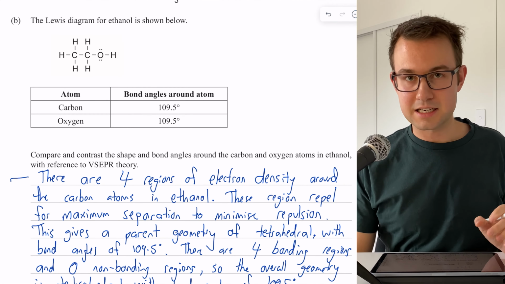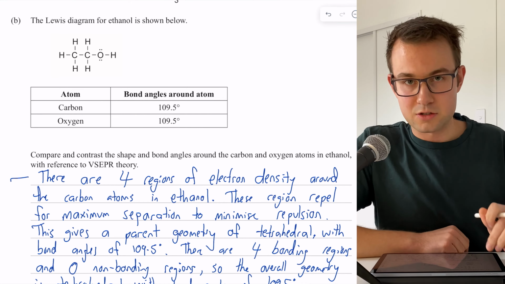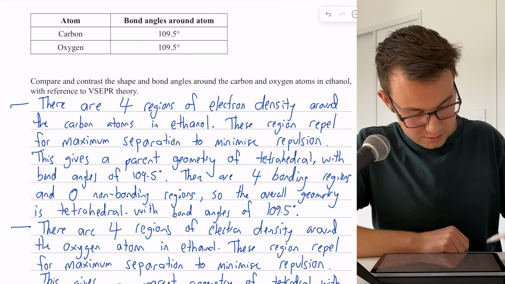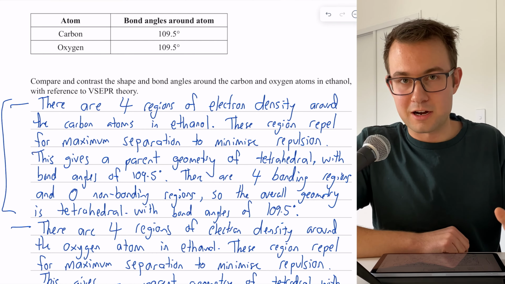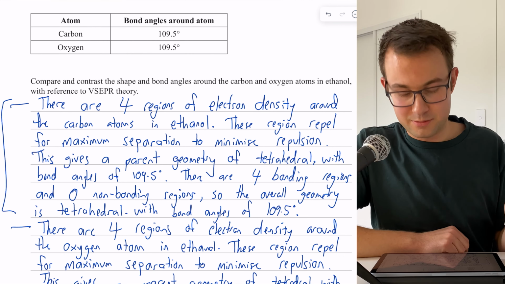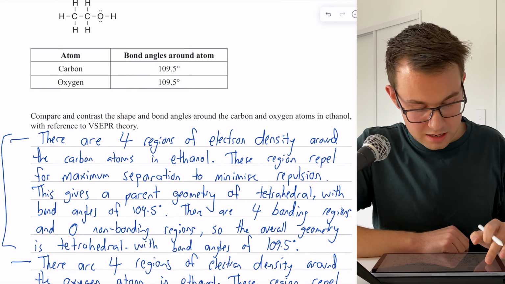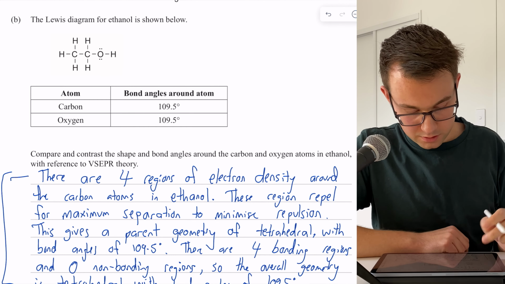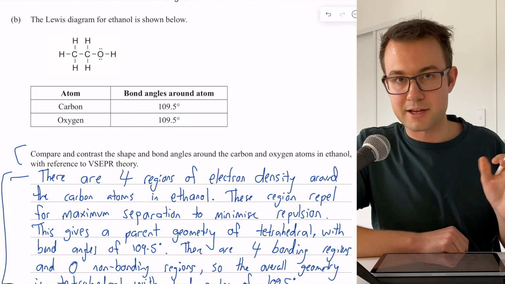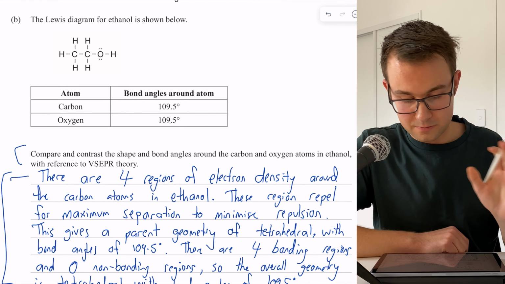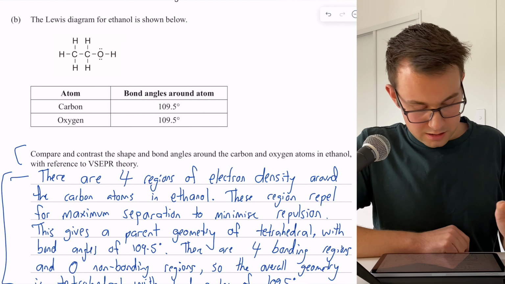Excellence, easy excellence marks, right? That wasn't too bad. Just remember the writing frame and plug in the numbers. That's the best way to do this sort of question. They always have this sort of stuff, compare and contrast, or explain the bond angles and geometry. So super easy. I believe in you.